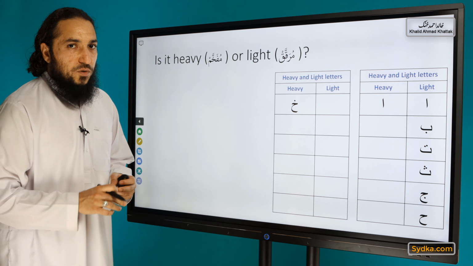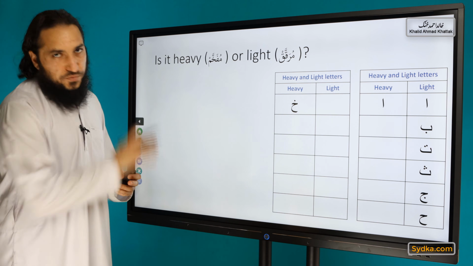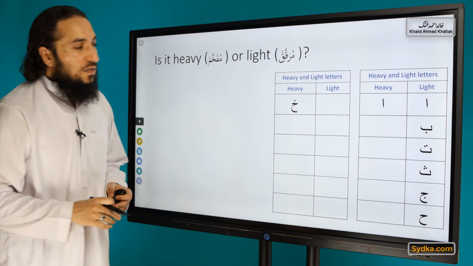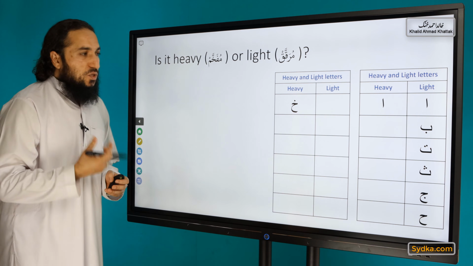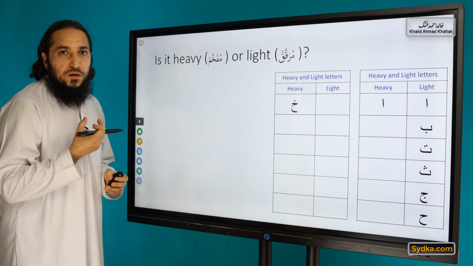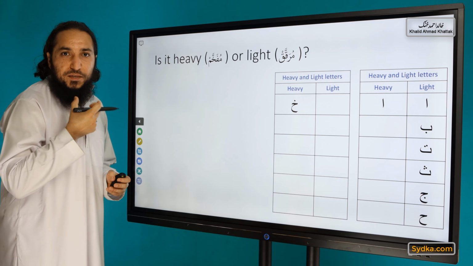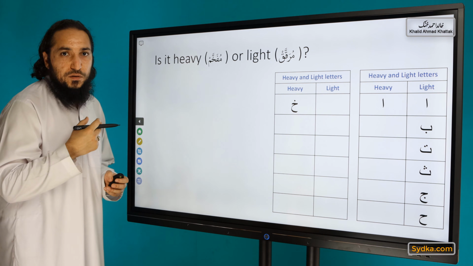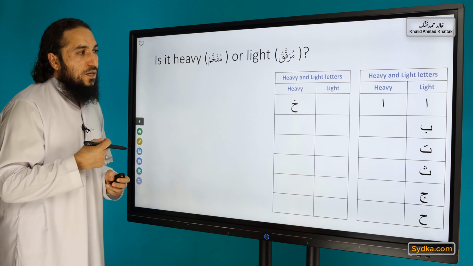Is it heavy or light? It is heavy. So this is the first heavy letter. So far we've been studying light letters. If you notice, when I am pronouncing Khaa, my mouth doesn't remain flat.